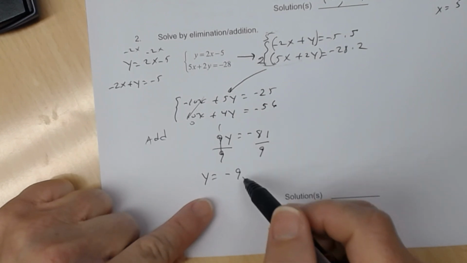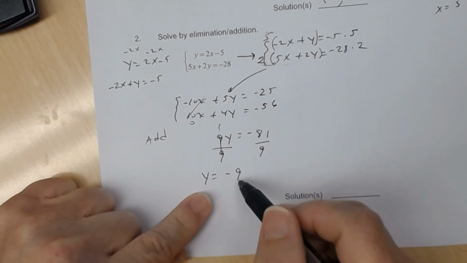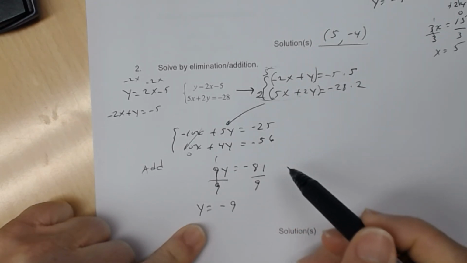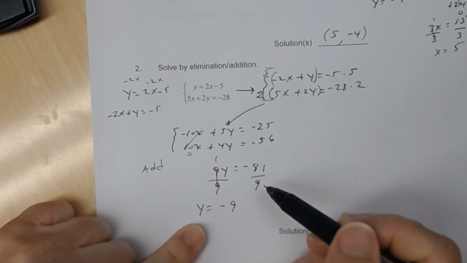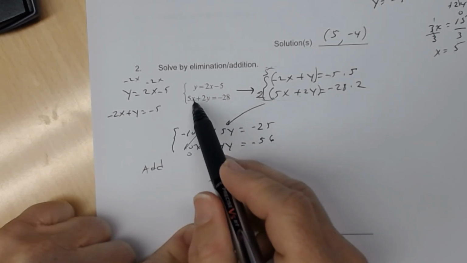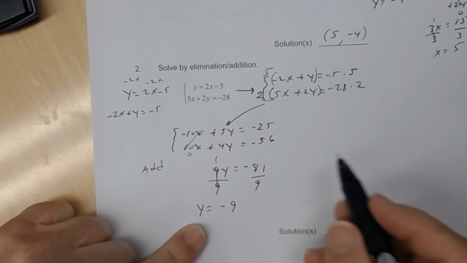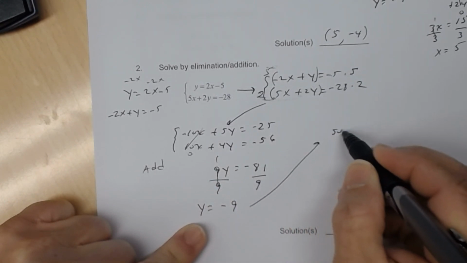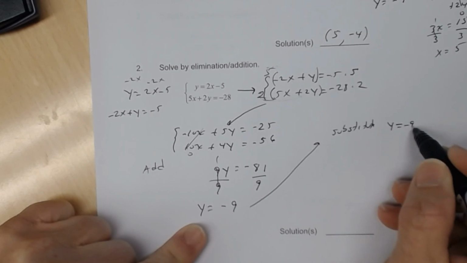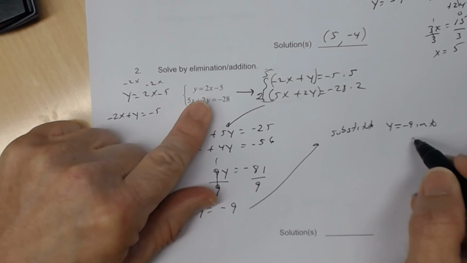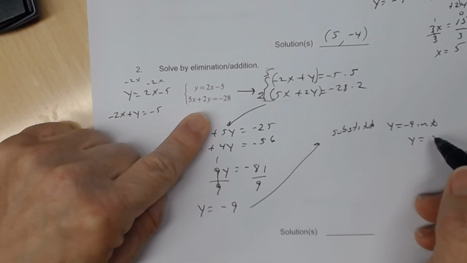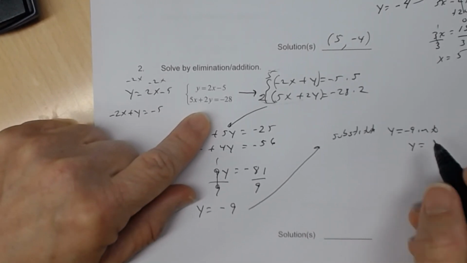Okay, now once you solve one of the variables, you go back to one of those equations up here and you're going to substitute that value of y into it. So it does not matter which one you use. I'm going to go ahead and use, let's use the top one. So I'm going to substitute y equal negative 9 into the first equation. Again, it did not matter whether you use the first or second, you'll get the same value for x. So remember, you're trying to solve for x now.